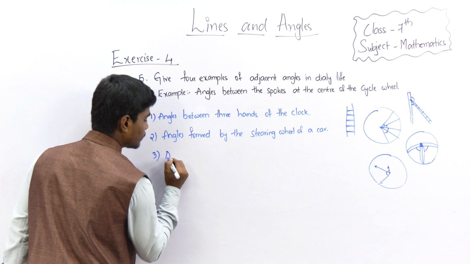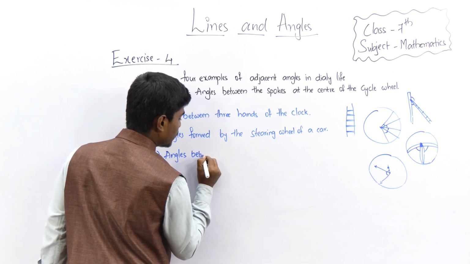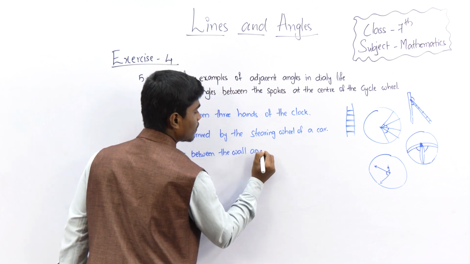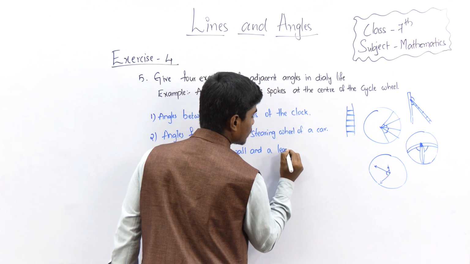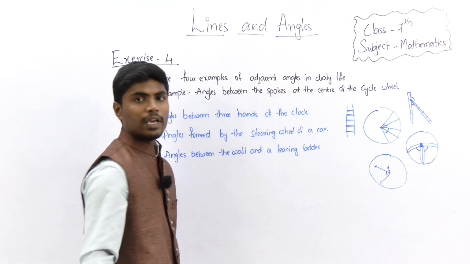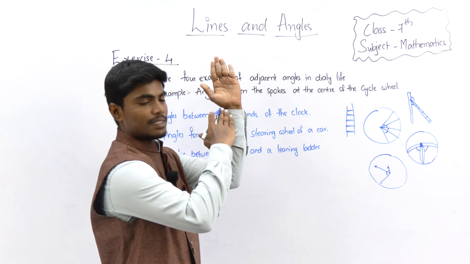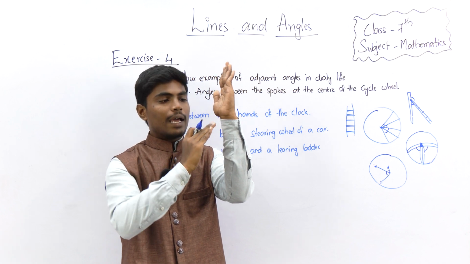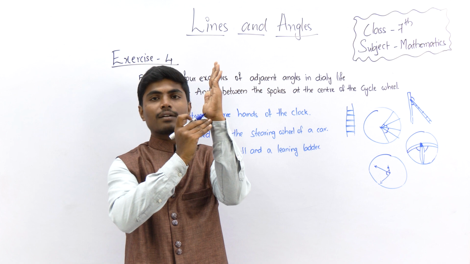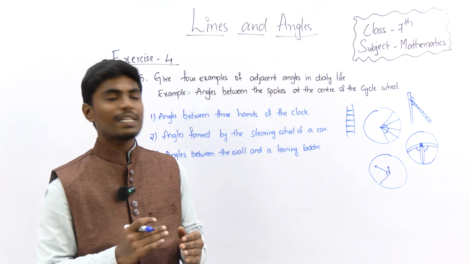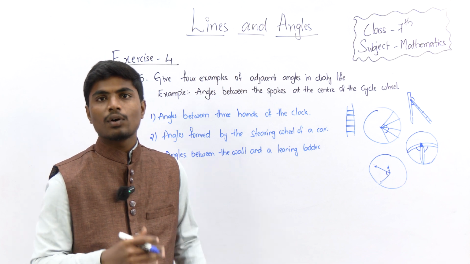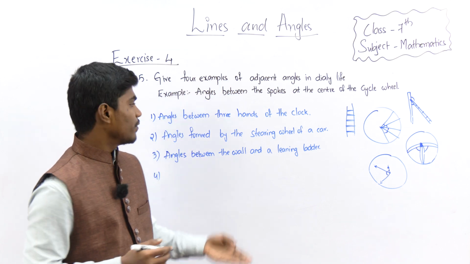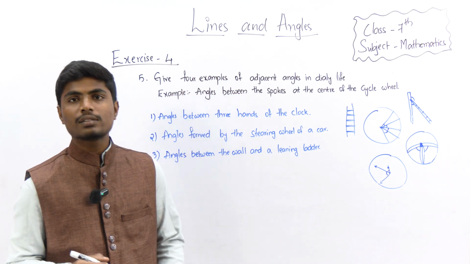So third one, angles between the wall and a leaning ladder. This is the wall and this is the ladder. In this way it is leaning towards the wall, and at the point of contact, here and here, the angles are formed. So this is one example. Now fourth one. See, he asked us for 4. We have written 3. Next, the last example.